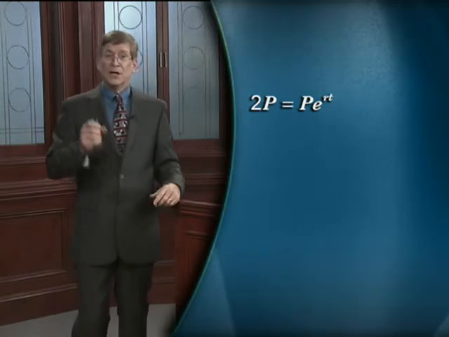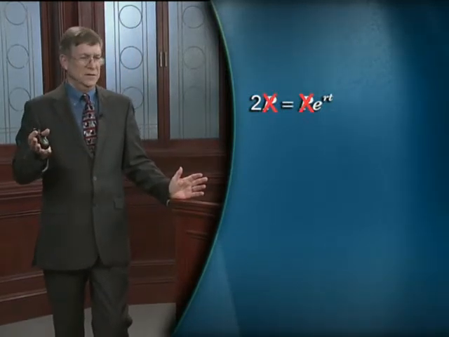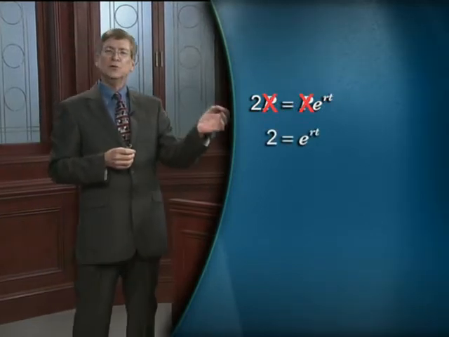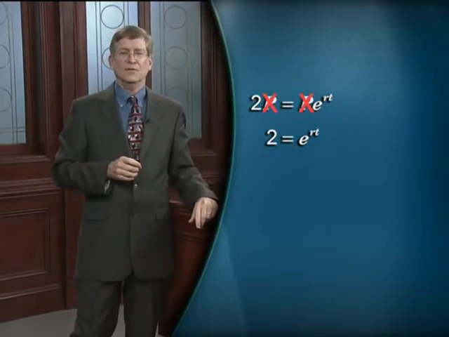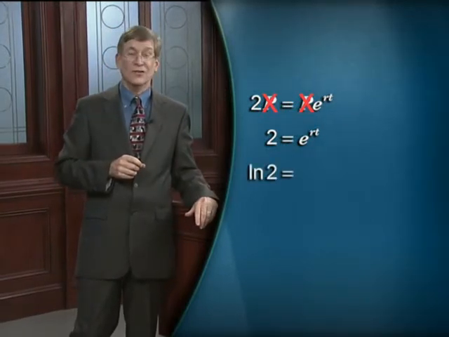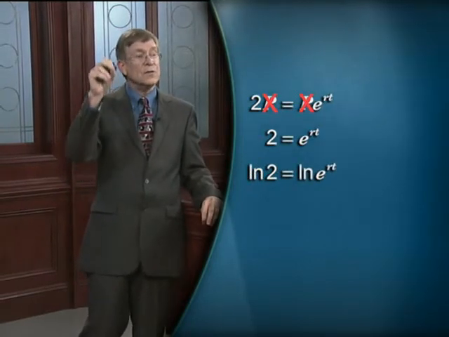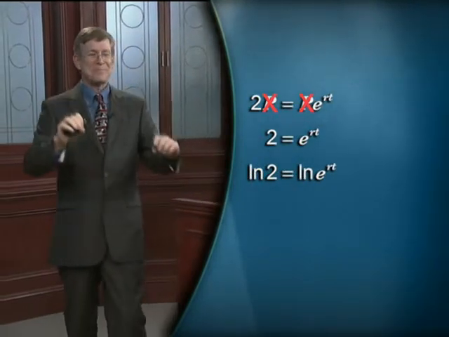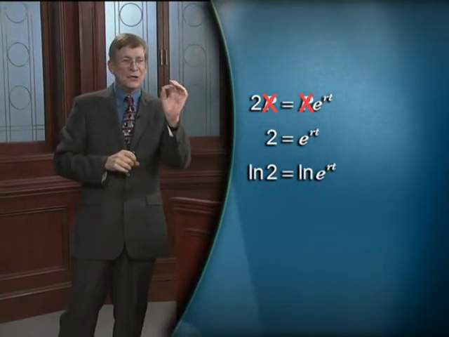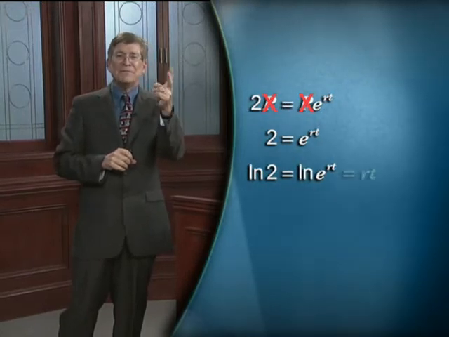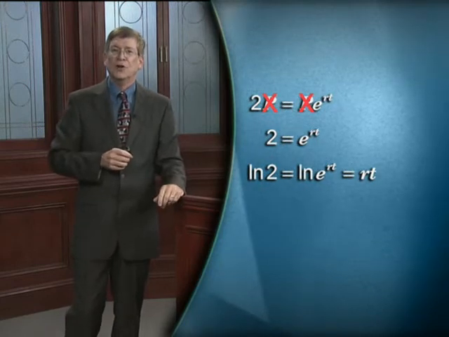Here we go. First of all, we can cancel the P's, can't we? The amount deposited is irrelevant in this computation. So we have 2 = e^(rt). Now take logarithms of both sides of that equation. The left-hand side is log 2, and the right-hand side is log e^(rt). Aha! You recognize how to simplify that? Log of e^(rt), inverse properties, they cancel, and you're left with just the exponent rt.